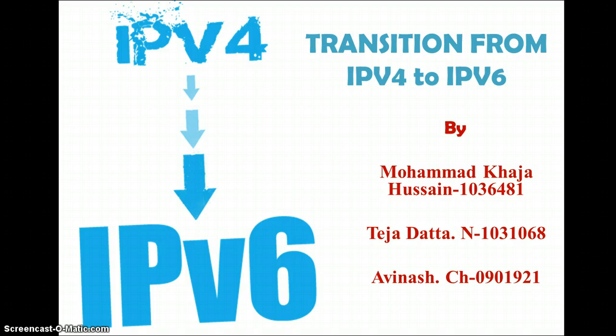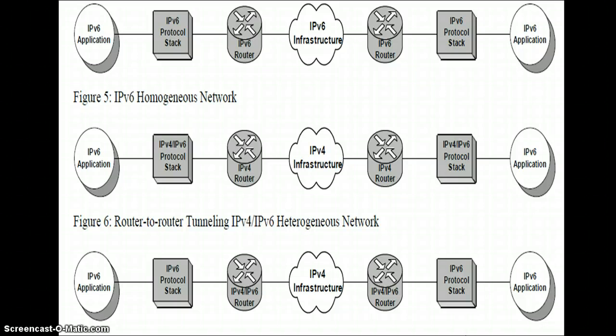First of all, let us see the three mechanisms. The first is the IPv6 homogeneous network, using IPv6 protocol, IPv6 application and IPv6 infrastructure. All these are used by IPv6 networks. The other one is router to router tunneling, which uses an IPv4 router. It is a heterogeneous network, so here both the IPv6 application and IPv4 infrastructure are used.